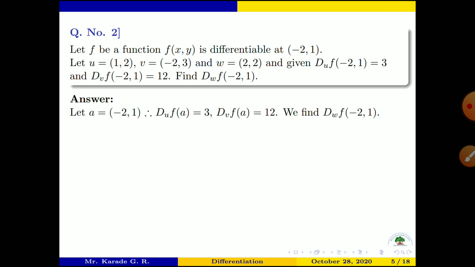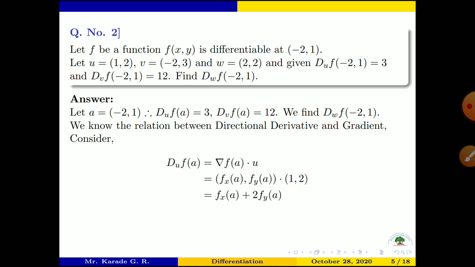Let a = (-2, 1), therefore D_u f(a) = 3 and D_v f(a) = 12, and we have to find D_w f(-2, 1), meaning we have to find this directional derivative. We know the relation between directional derivatives and the gradient. Do you know the relation? We write the relation here, so consider this relation and we solve this step by step.